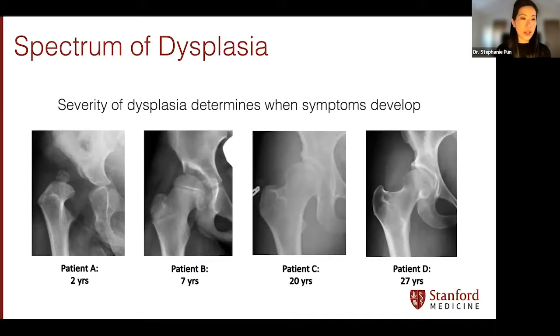So in patient A, this patient had a dislocated hip and presented early on in life with abnormal hip range of motion and an abnormal gait. Whereas in patient C and patient D, those patients did not develop any symptoms of hip pain until they were 20 and 27 years old because their hip dysplasia was more mild.